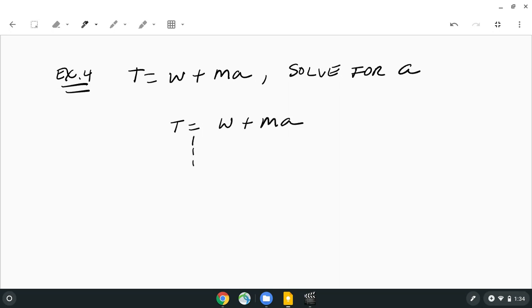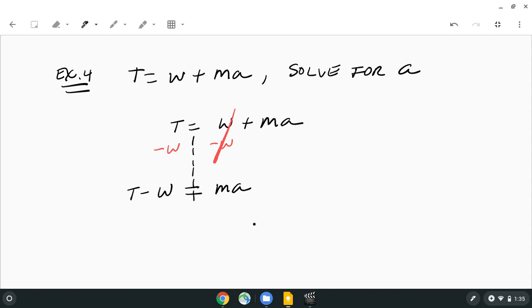All right, so we have to get the A by itself. Okay, so we have to get this by itself. So we're going to start by subtracting W on both sides. Subtract W, subtract W. So they cancel out here. So I get T minus W on the left-hand side. Again, we only have letters, so we can't actually subtract them. So you just bring it down, T minus W. And on the right-hand side, I have MA.